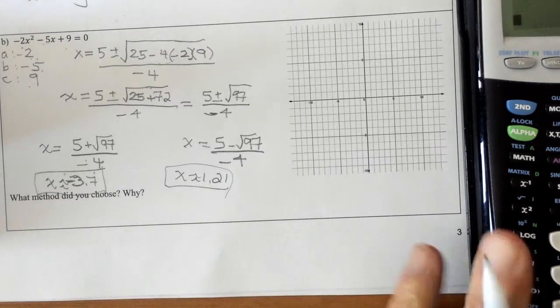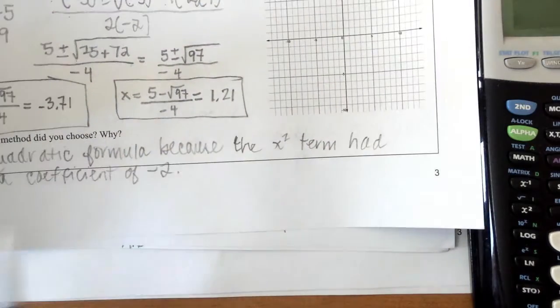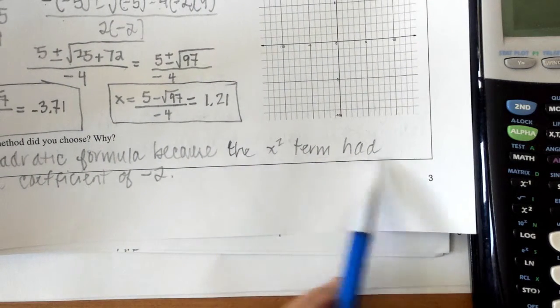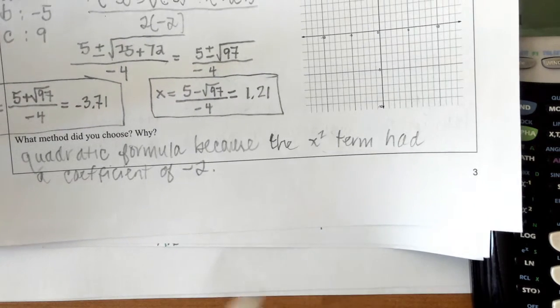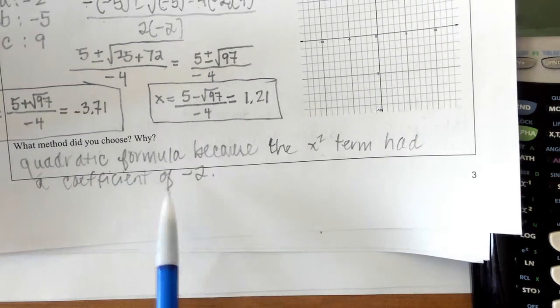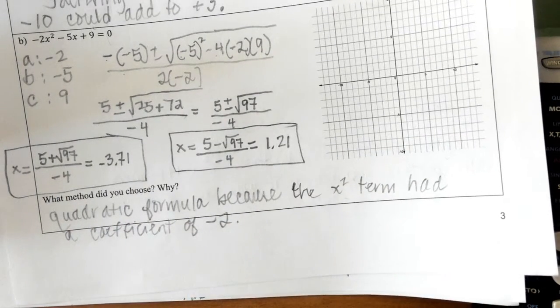And so you're going to see, why did I choose quadratic? Well, I chose it because the x squared term had a coefficient of negative 2. So I just find it easier when I've got that. You can see all the work I did up here. This is my key that I work off of.